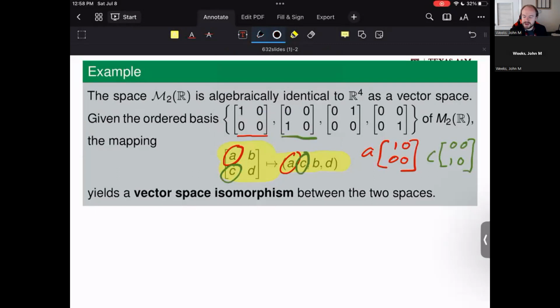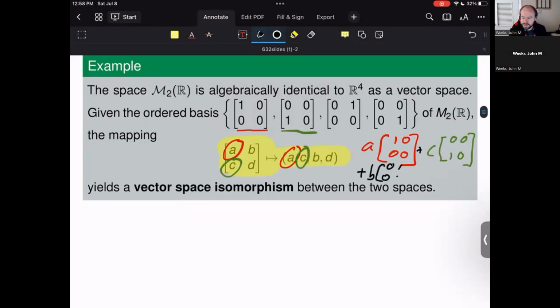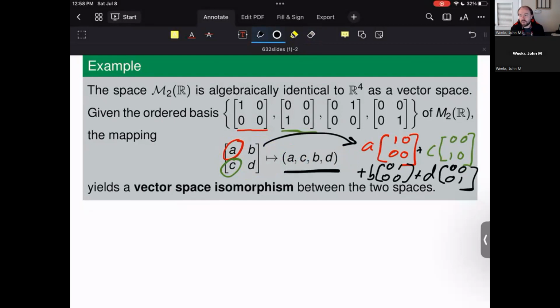And if we continue this process all the way through, we're going to get B times 0, 1, 0, 0, and D times 0, 0, 0, 1. That's a way to write this matrix in terms of its linear combination of basis elements. So that is the reason behind why we have to order our coordinates in this way. But once we order our coordinates in this way, we get a vector space isomorphism between these two spaces, the space of matrices and R4.